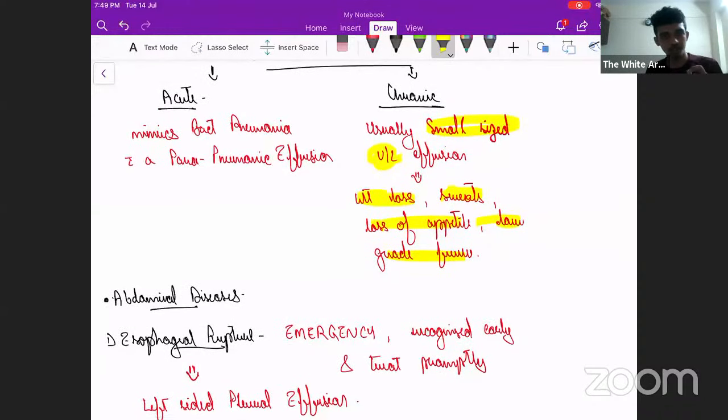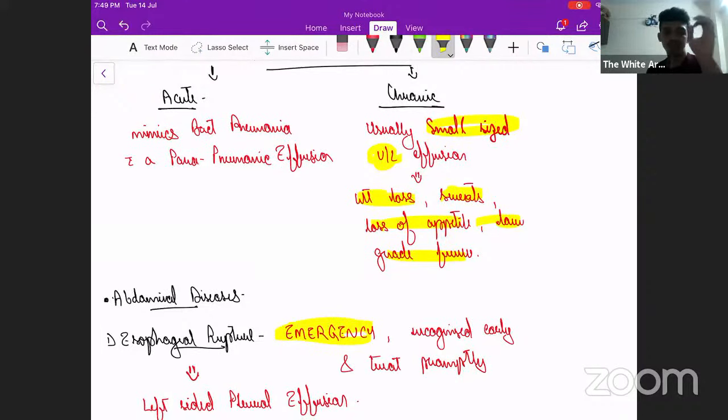One is esophageal rupture, and this one is an emergency, so it has to be treated promptly. We'll have to diagnose it very early. It is easier to diagnose because most of the time there is a history of an iatrogenic cause or following vomiting, like spontaneous Boerhaave syndrome. It is easy to diagnose, but we shouldn't miss it.